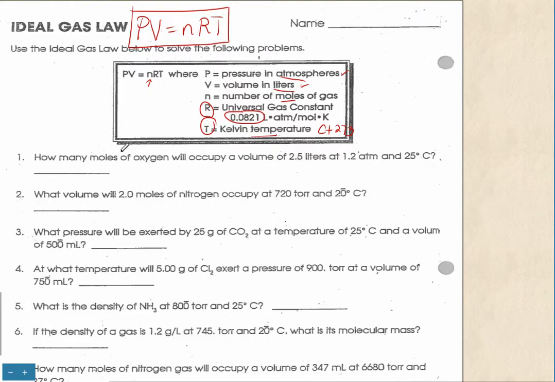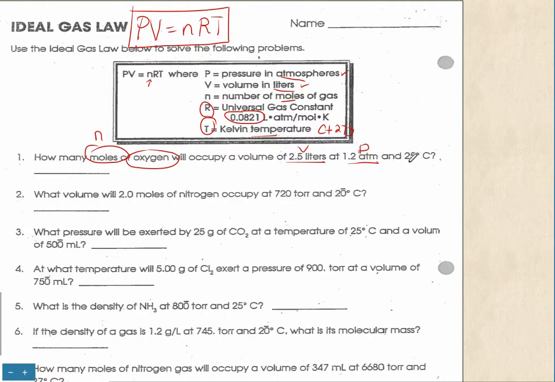For number one, it says, how many moles of oxygen? To find out what the question is asking you to do, look at the words after the word how, what, or the action word. So in this case, you are looking for moles of oxygen. Going back to this formula, the symbol for moles is n. So we're looking for n, and it says here, will occupy a volume of 2.5 liters. So that's your volume, at 1.2 atmospheres, ATM. It did not say that is pressure. However, that's the unit for pressure, so you have to use that as P.